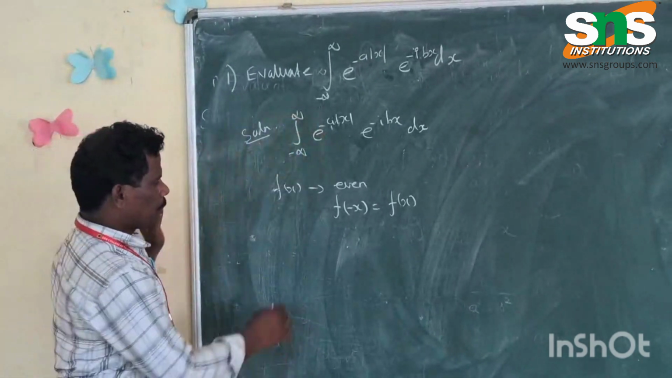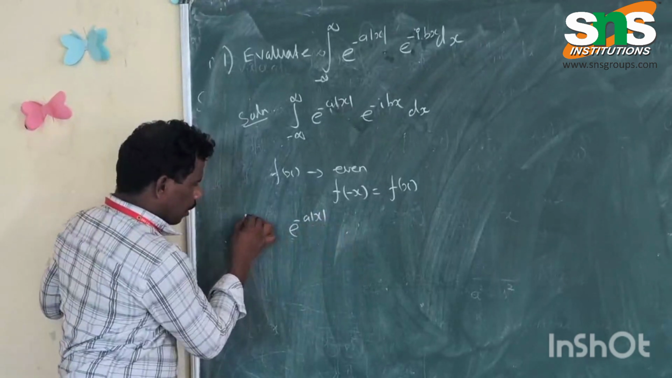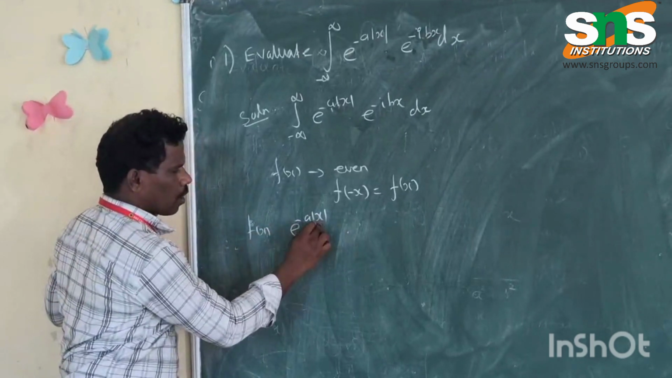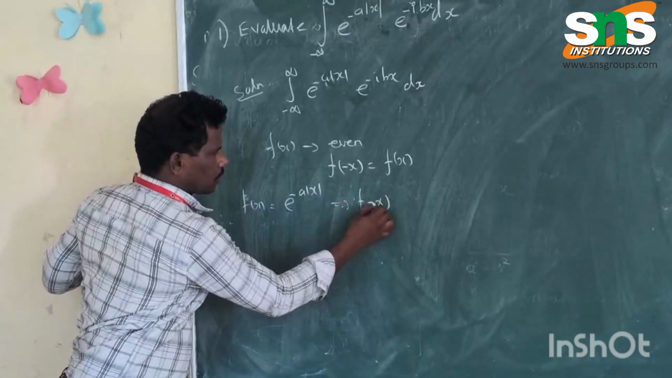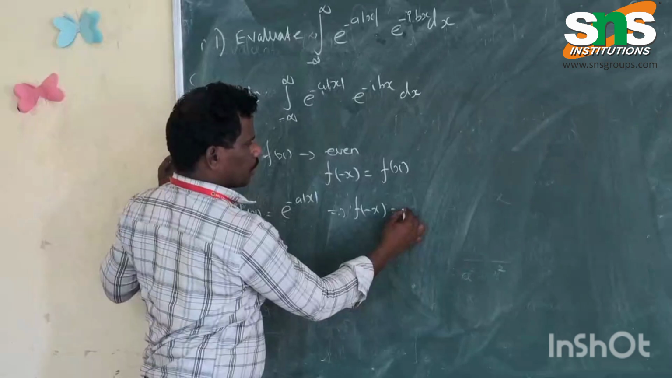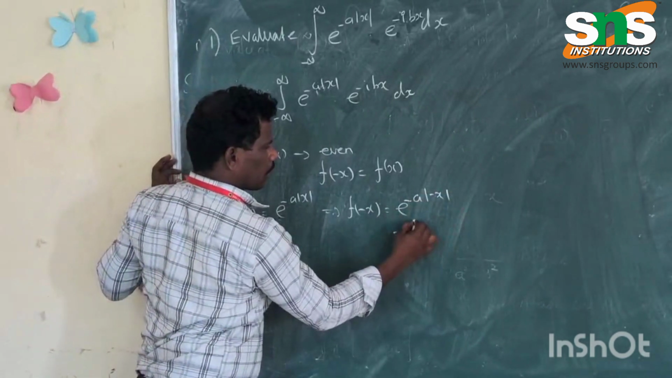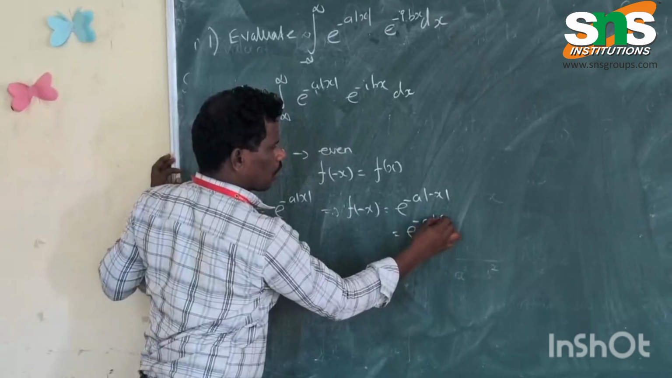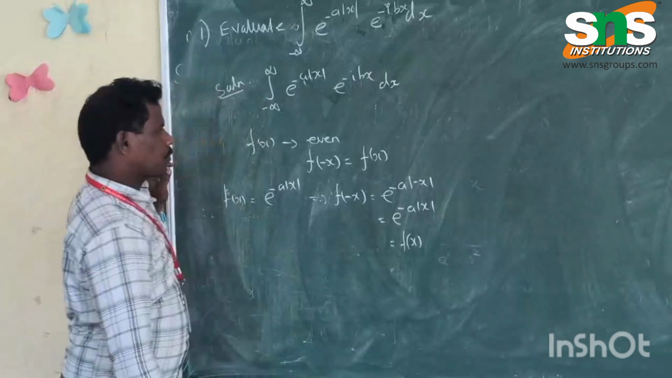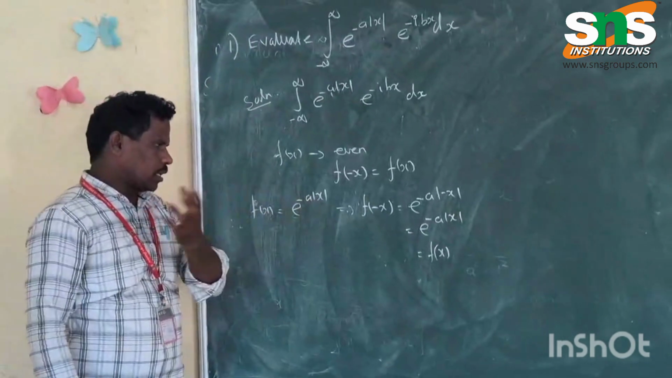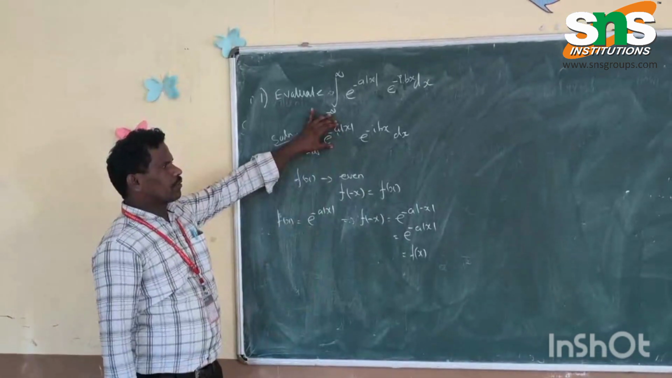So e power minus a mod x is f of x equal to e power minus a mod x. You can find f of minus x. So f of minus x is e power minus a modulus of minus x. It is nothing but e power minus a mod x. So this is also f of x. Therefore, in general, every modulus function is an even function. So the first one is an even function.